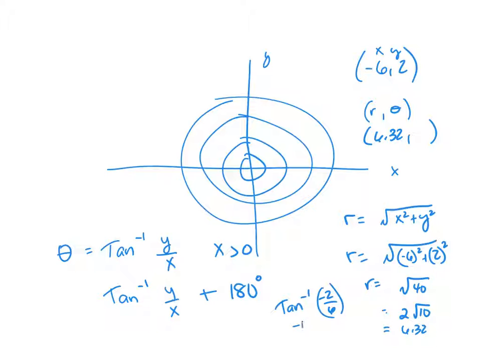Negative 18? 0.434. So add 180 to that. 161.56. So theta is 161.56 degrees.